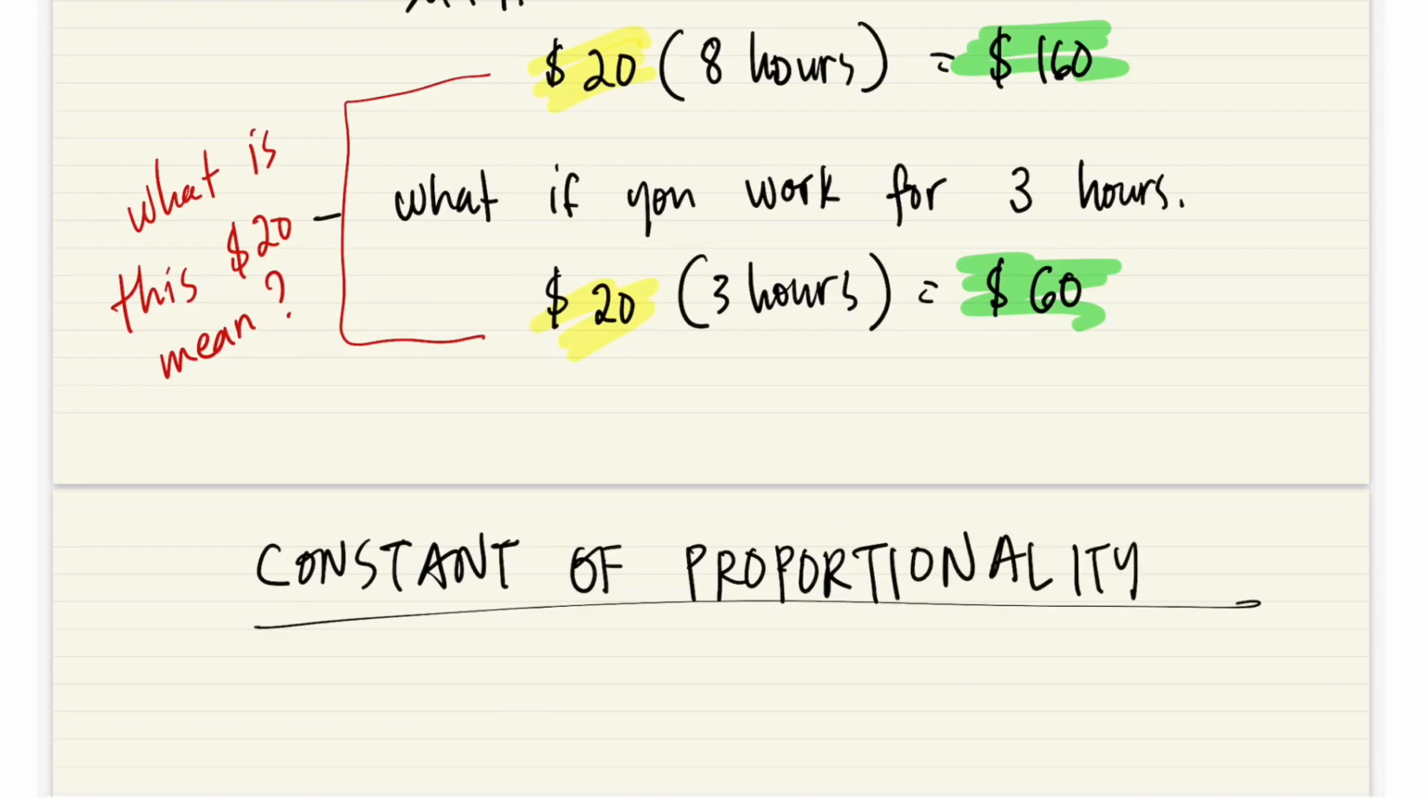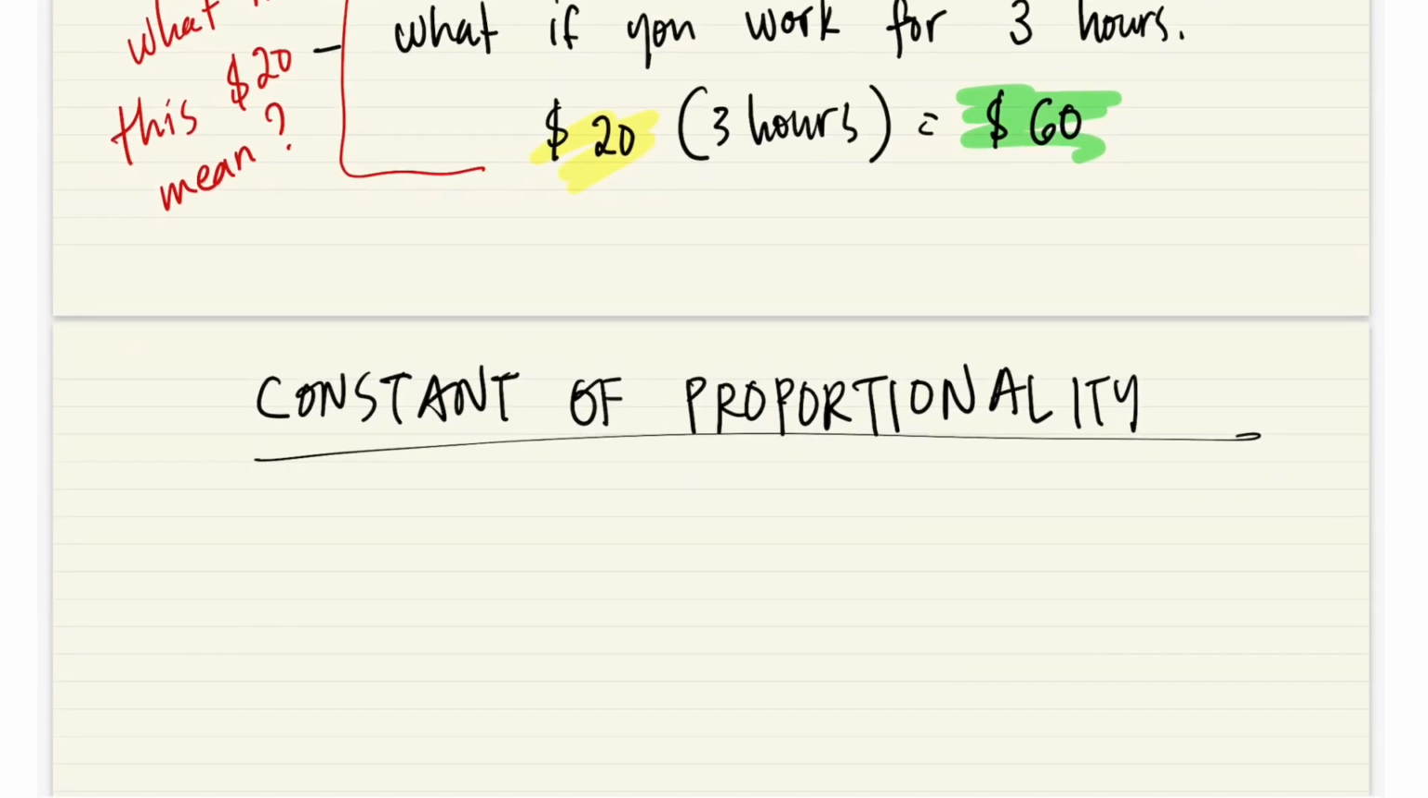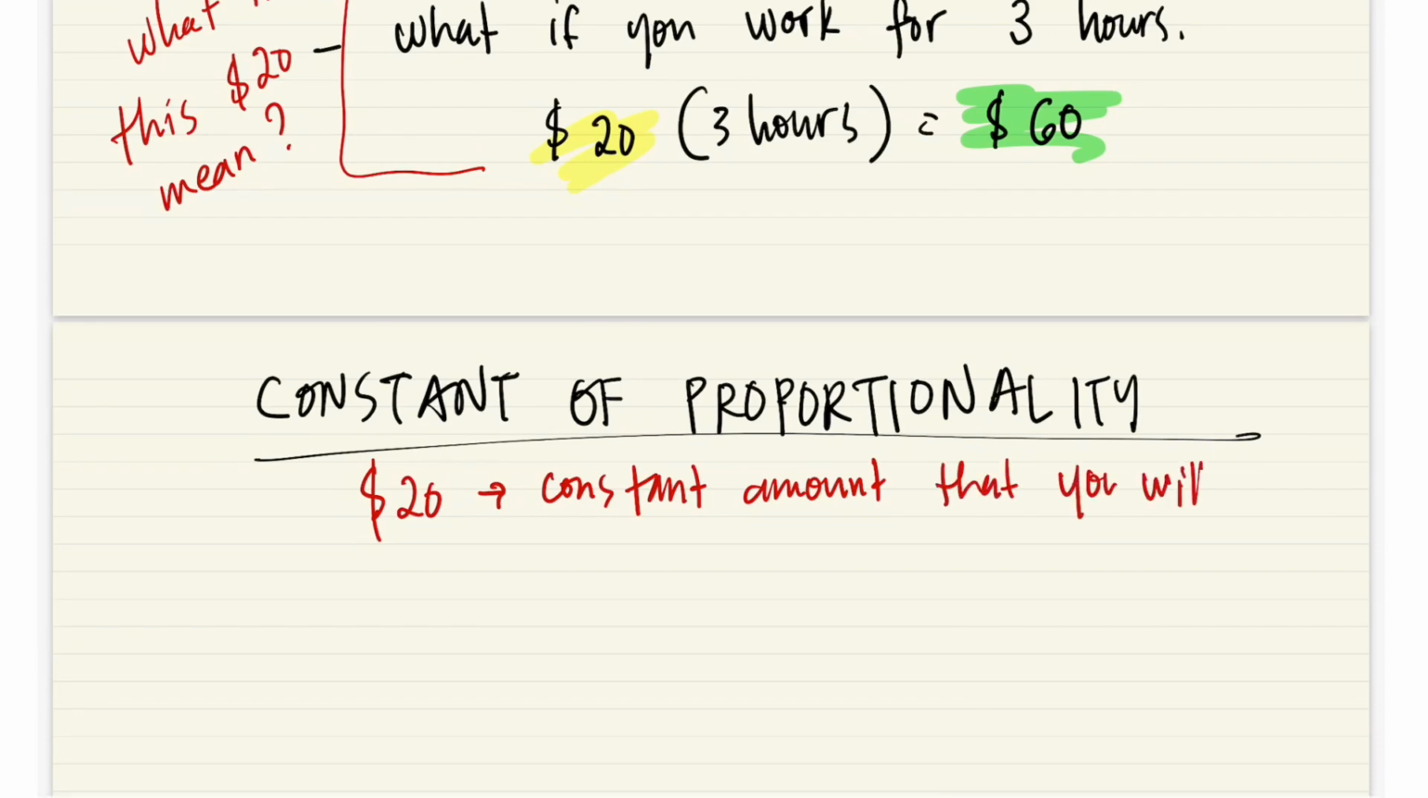Okay, the $20 is the constant of proportionality. So it means to say 20 here, right? $20 is the constant amount that you will earn per hour. Okay, so $20 here is the constant amount that you will earn per hour.